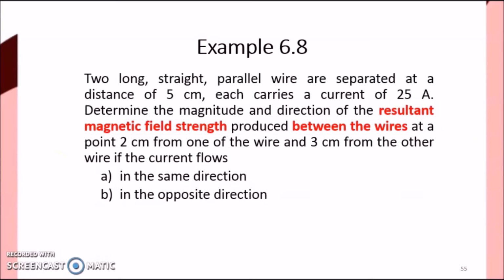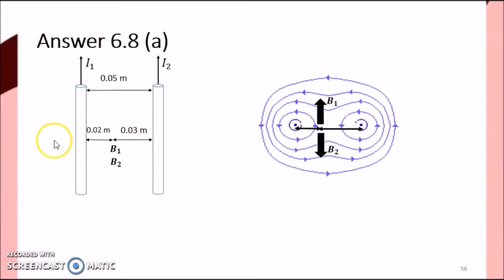So based on the equation, we will have this diagram. We have two parallel straight wire. The distance between them is 0.05 cm. And then we want to find the magnetic field strength. Okay, dekat jarak ni 2 cm dan juga 3 cm daripada wire tu. If the current flows same direction, so arah current sama.